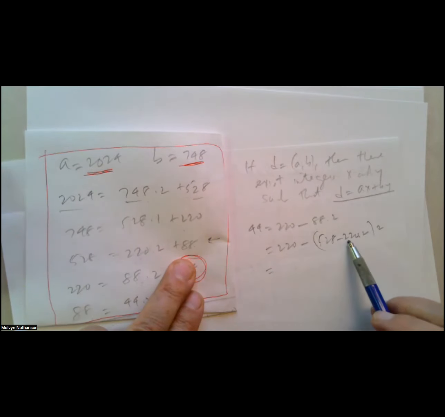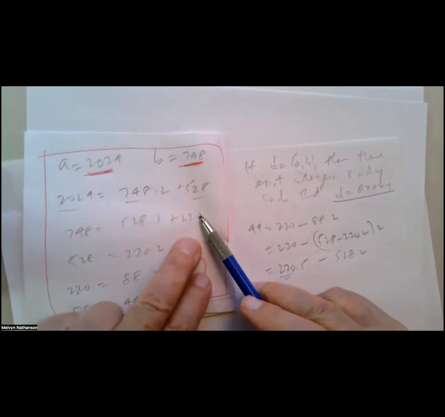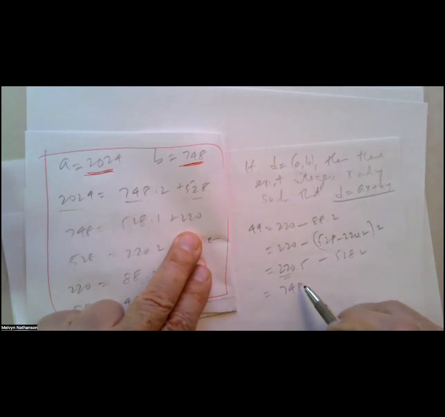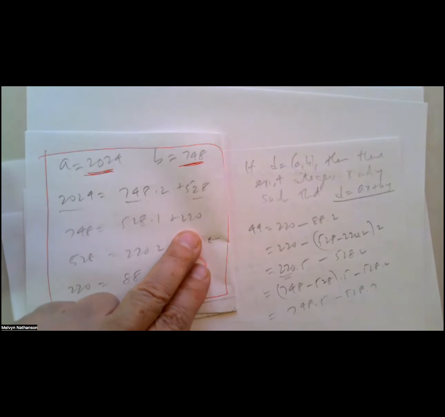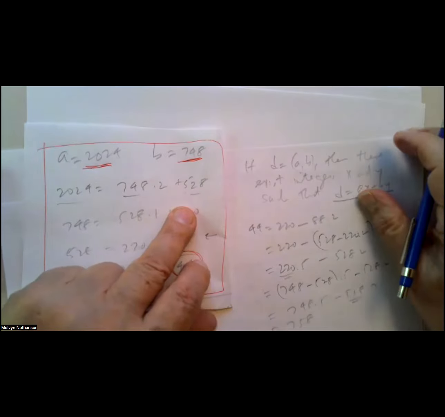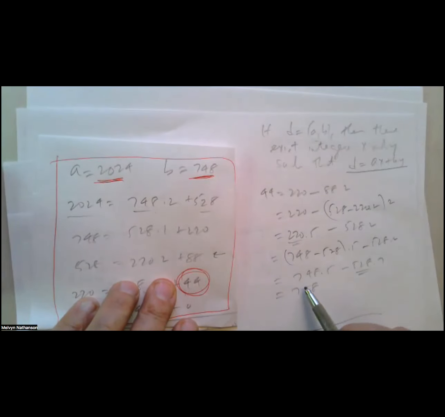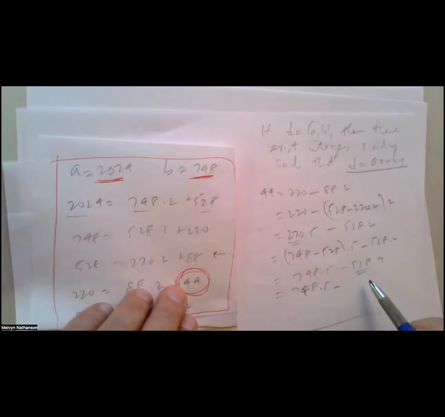This is minus times minus is plus. This is 4 times 220, plus another 220, this is 220 times 5 minus 528 times 2, still equal to 44. But 220, I can write as 748 minus 528. So that times 5 minus 528 times 2, which is 748 times 5 minus 528 times 7. And 528 is, this is 748 times 5 minus 528.